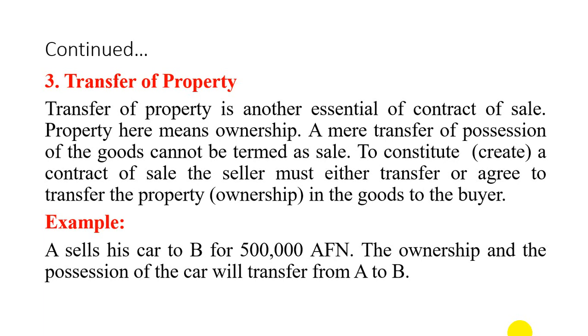Transferring the property can take two forms. First, you can transfer it on the spot, and second, you can transfer it on a later date. It depends on the buyer and seller, how they agree. See the example. A sells his car to B. So now there is a contract between A and B. The price is agreed upon, 5 lakh. Now the ownership and possession of the car will transfer from A to B, and B must pay the price in return.